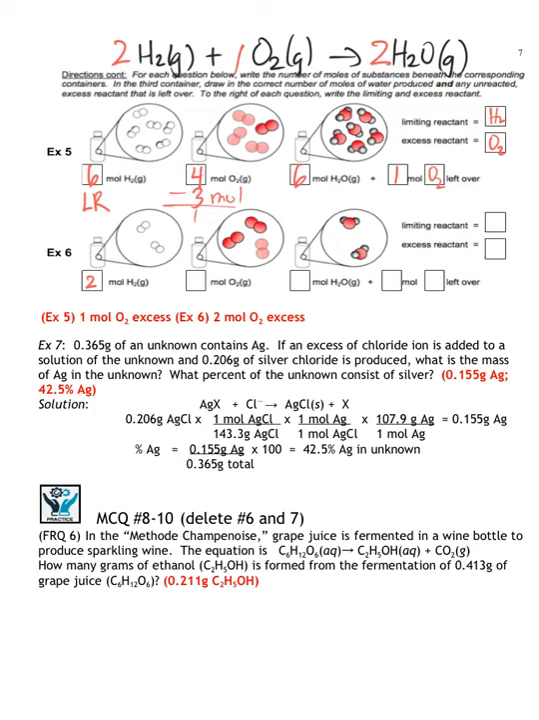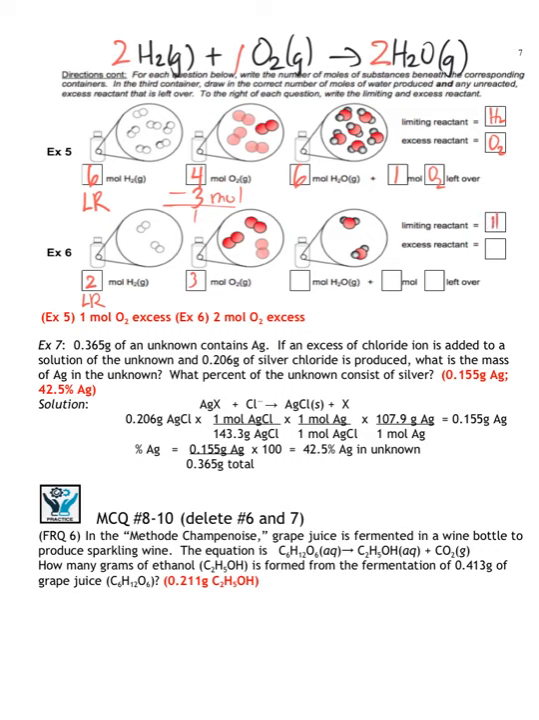So now we have 3 moles of oxygen. The limiting reactant in this case is going to be, so 3 divided by 1 versus 2 divided by 2. The one with the lesser amount is going to be our limiting reactant, and it looks like hydrogen is going to be our limiting reactant. So that means oxygen is our excess.